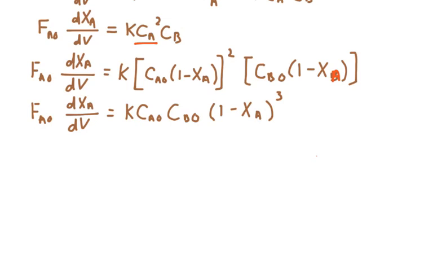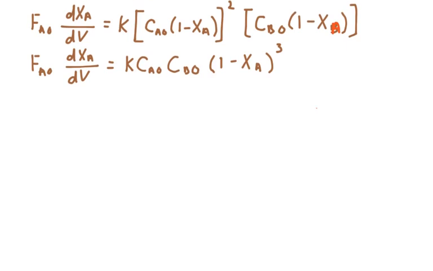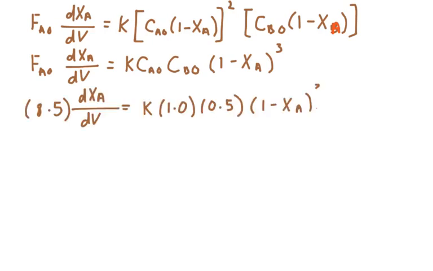And then you can combine the equation to form the formula Fa naught dXA over dV equals K Ca naught Cb naught multiplied by 1 minus Xa to the power of 3. Now you can input all the numbers that are given in the question. Using this equation, eventually you will find the K value based on the conversion of 75%. After which, you will use the K value that you have found for part 2 with a conversion of 50% to find out what would be the molar flow rate of this entire system.